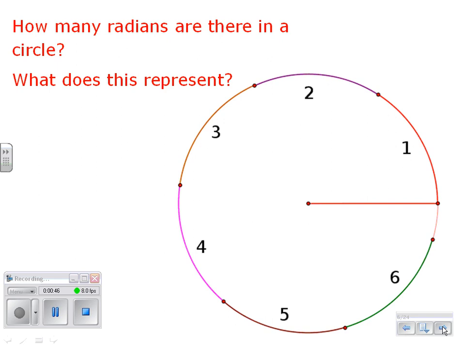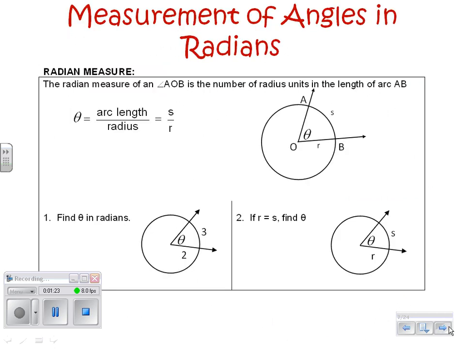If you remember, the circumference of a circle is 2 pi r. If our radius was 1, then 2 pi times 1 is just 2 pi. So there are 2 pi radians in a circle, and that is approximately 6.283, I believe. That does represent our circumference. So that's what we're going to be using: radian measure and quite a bit of trig.